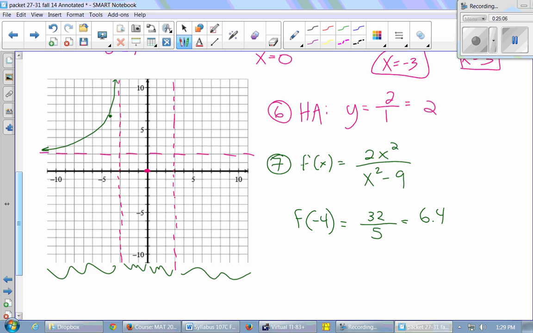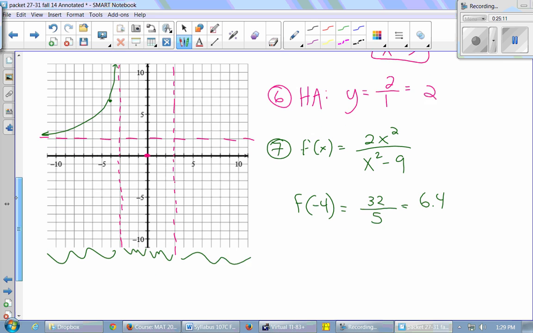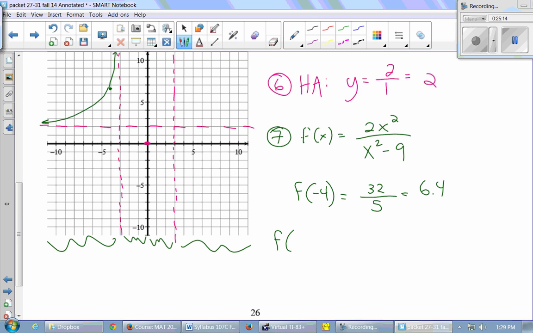All right, now somebody pick a value between -3 and 0. -2, -1, whichever. So let's do f of -1. -1's a little easier. So that becomes 2 over 1 minus 9 is -8, so -1/4. So now I can plot the point -1, -1/4, which is right there. So now I know that I have to connect this point that I already knew from the X and Y intercept to this green point I just graphed, and I have to approach this asymptote, so it's got to go like this.